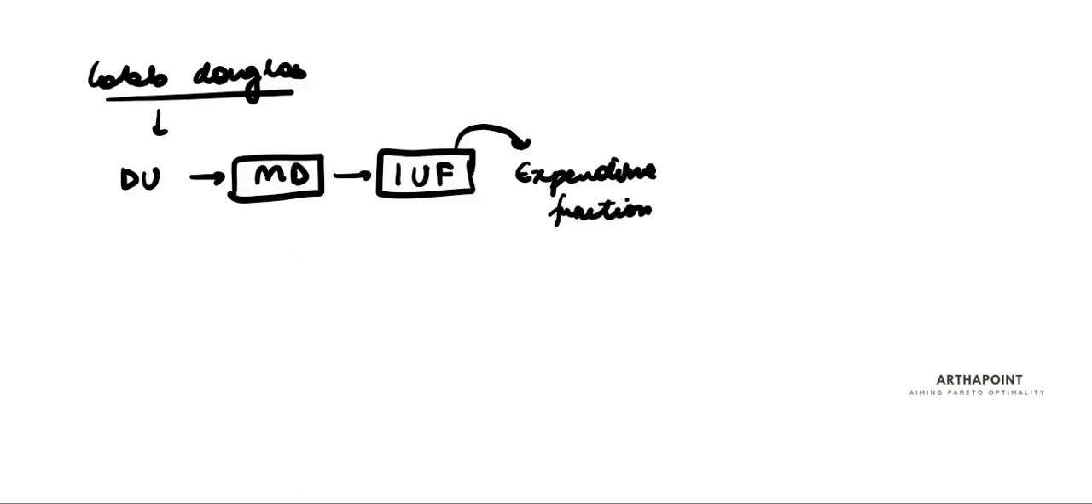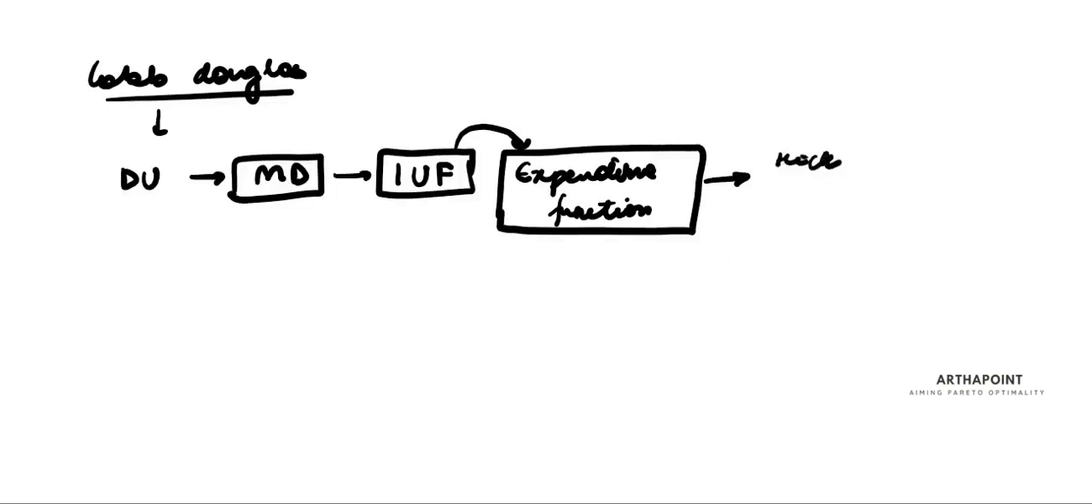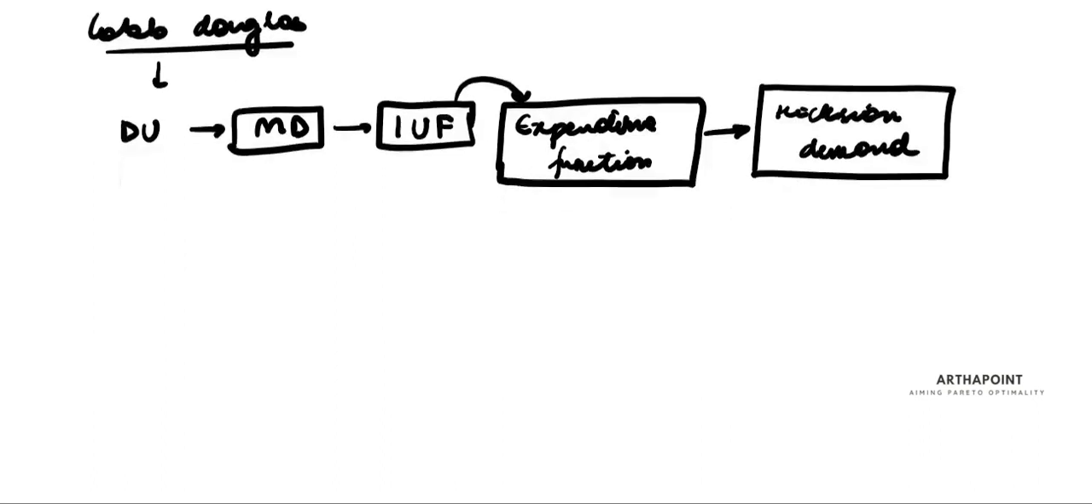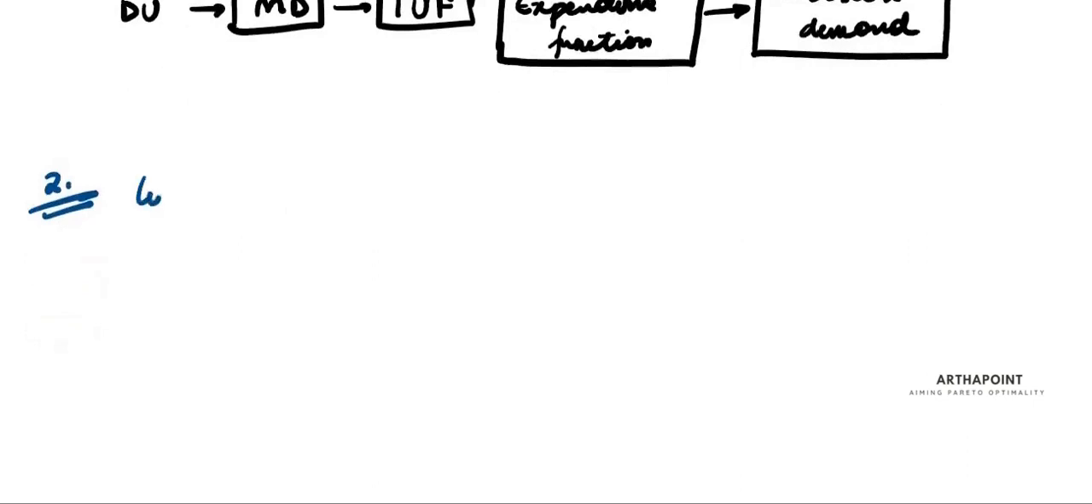And from this expenditure function, using Shepard's lemma, we found the Hicksian demand function. This is the process that we followed to find the entire Marshallian and Hicksian demand. Now, today, let's continue this and do this for the second scenario, which is the complementary goods.